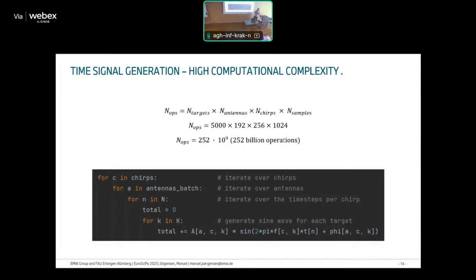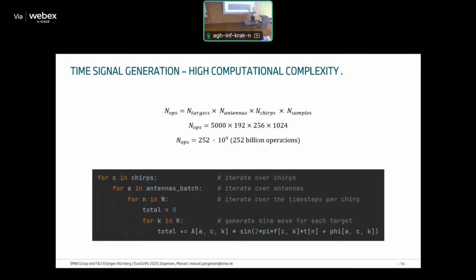It's hard. So surely at first what I thought, okay, I can approach it like this. I have nested for loops, and I iterate over the chirps, over the antennas, over the samples.